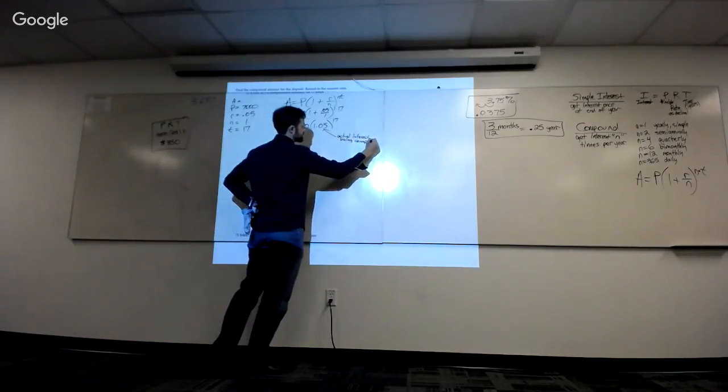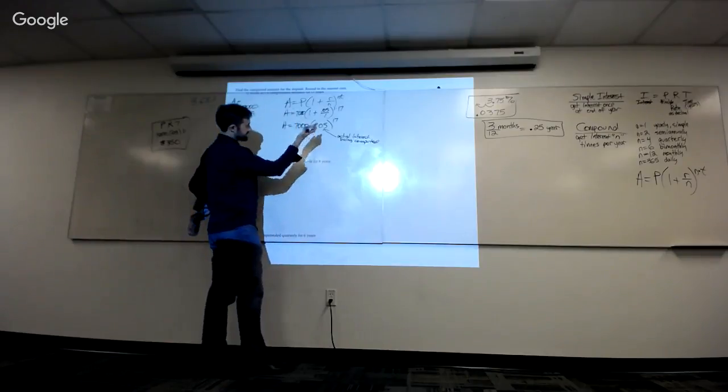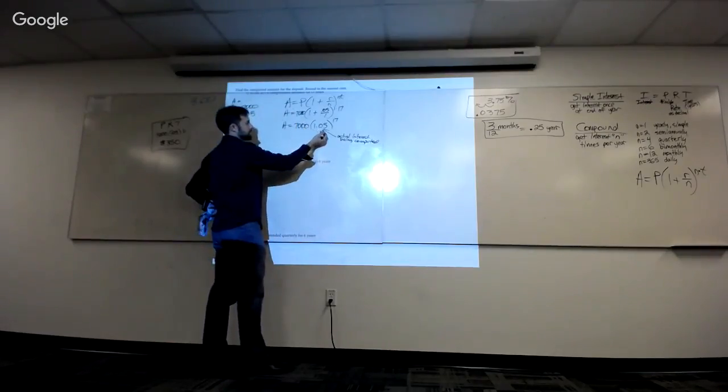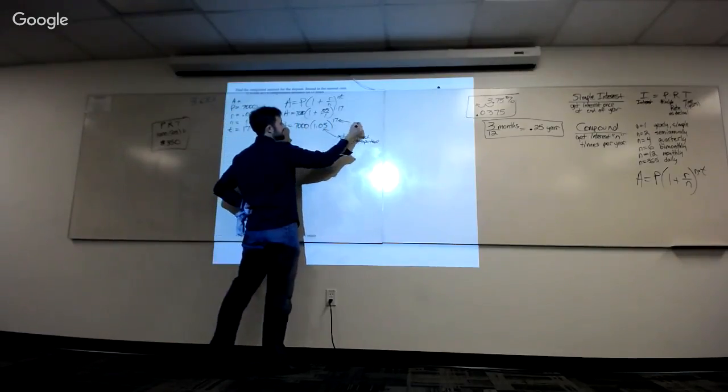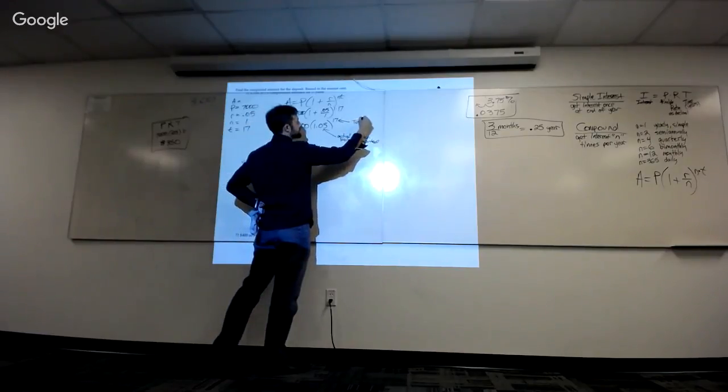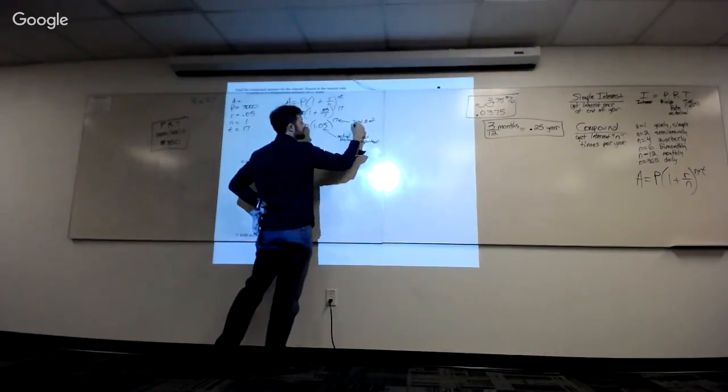Which, of course, in this problem is obvious. They told us it's 5%, and that's 5%. So you ignore the 1, and you just look at the 0.05. And then the number 17, that's the total number of times the bank is going to hand you money.